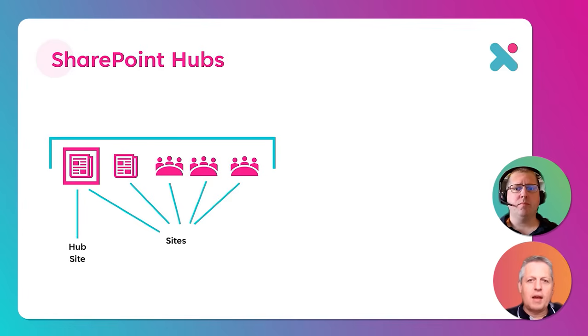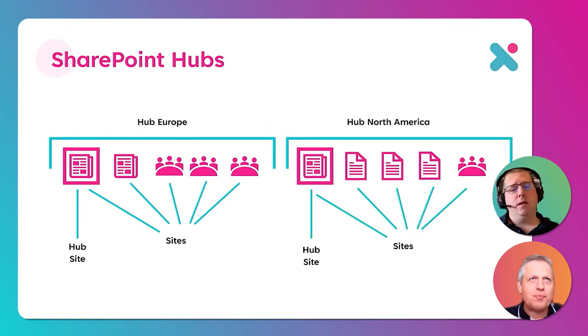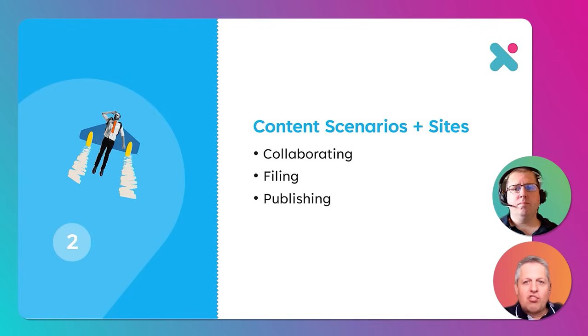Cool. Okay. And I'm assuming we can have multiple hubs. Absolutely. As we can see in this case, you might have a set of sites in the European hub, you might have another set of sites in the North American hub. Okay. And I think we're going to come on later to how we define what these hubs look like. And as you can see, we've got a mix of sites here, both communications sites as well as team sites. Now, that's the basics around SharePoint.